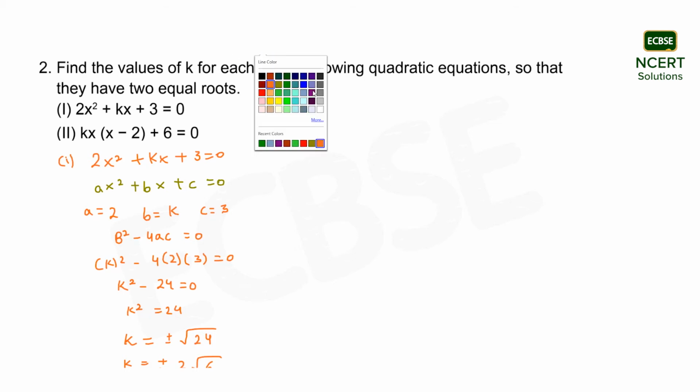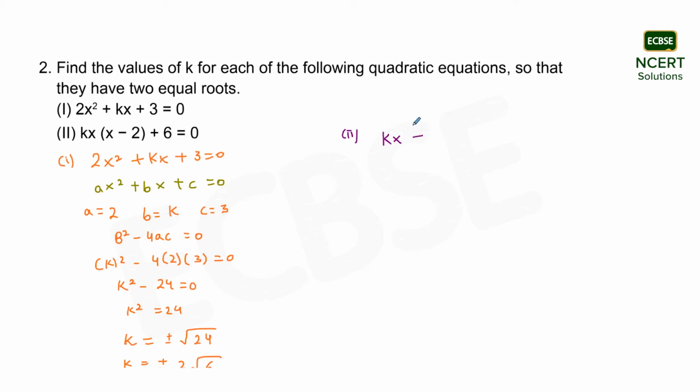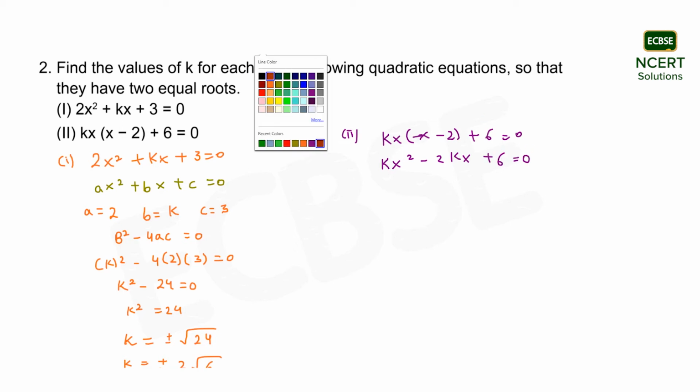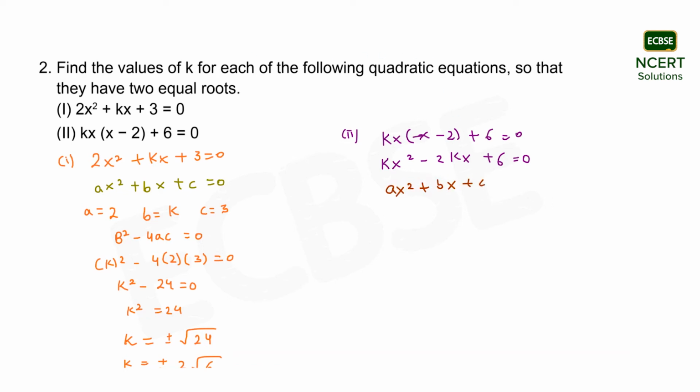Now coming to the second part, the second quadratic equation being provided is kx into x minus 2 plus 6 equals 0. Simplifying this, I will be getting kx square minus 2kx plus 6 equals 0. Comparing again this quadratic equation with the standard form ax square plus bx plus c, the value of a will be equal to k, b will be equal to minus 2k and c equals 6. So these are the values of a, b and c.